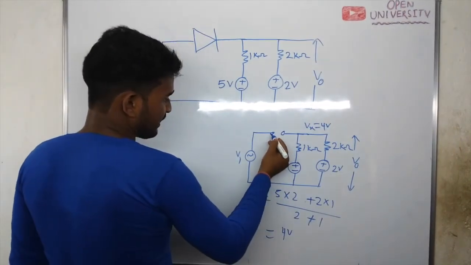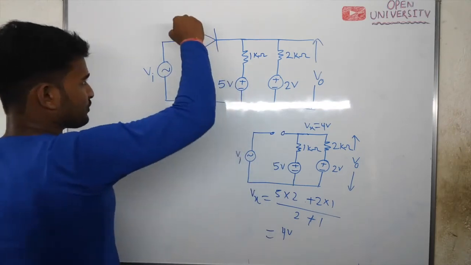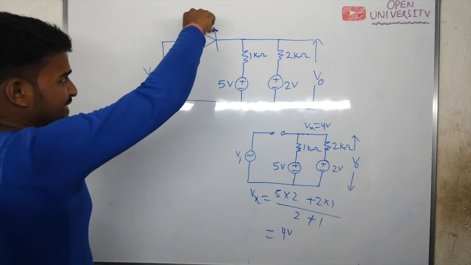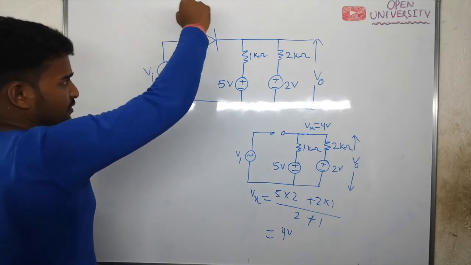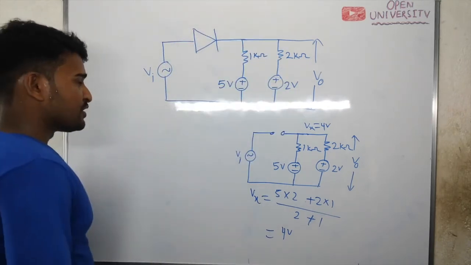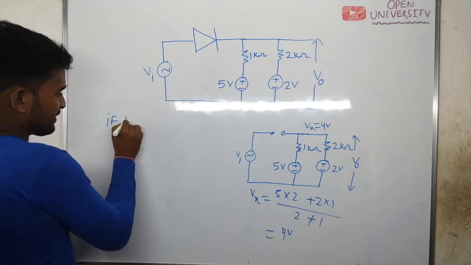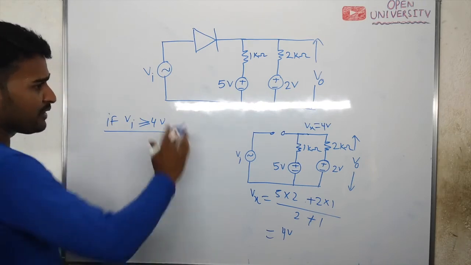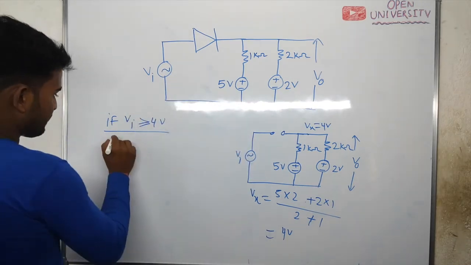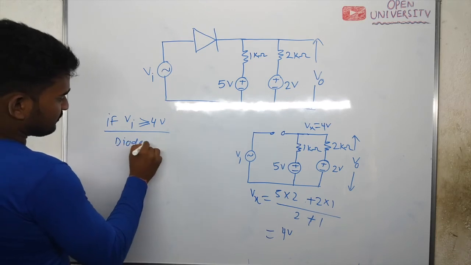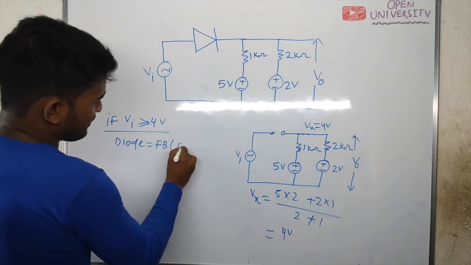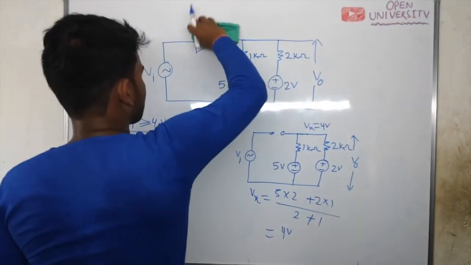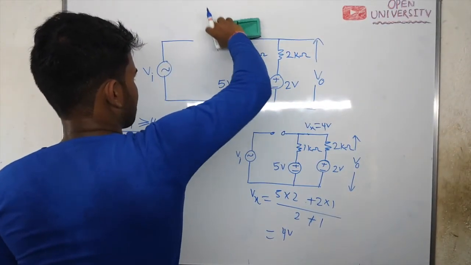What is the voltage available at this point? It is Vi. So this ideal diode will become forward biased if Vi is greater than 4 volt. The voltage available at this point is Vi, and this point is 4 volt. So if Vi is greater than or equal to 4 volt, then the diode will be forward biased. Diode becomes forward biased, and it will be replaced with a short circuit. Then what will be the output voltage? If you short circuit this diode, what will be the output voltage?